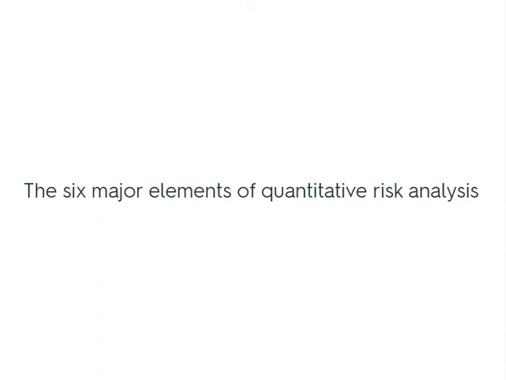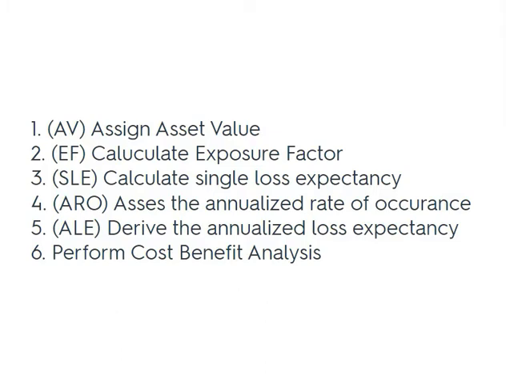The 6 major elements of quantitative risk analysis. 1. Assign asset value. 2. Calculate exposure factor. 3. Calculate single loss expectancy. 4. Assess the annualized rate of occurrence. 5. Derive the annualized loss expectancy. 6. Perform cost-benefit analysis.